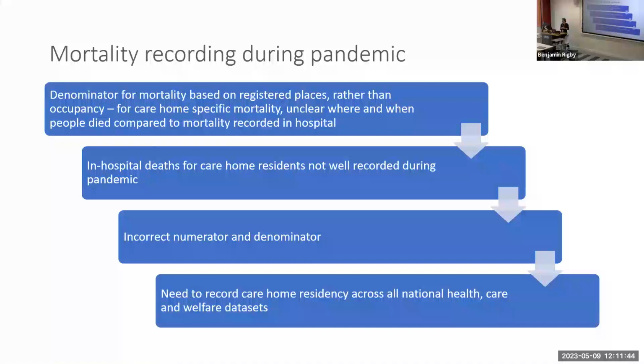What happened during the pandemic with mortality recording was that the denominator for mortality is based on registered places in care homes rather than occupancy. So for care home mortality, it's a little unclear where and when people died, compared to mortality recording as we know it from hospital records. On top of that, in-hospital mortality for care home residents was also not well recorded during the pandemic. So what we ended up with was an incorrect numerator and denominator.